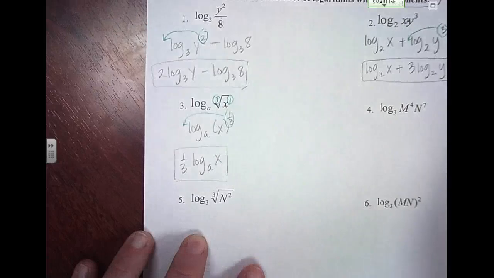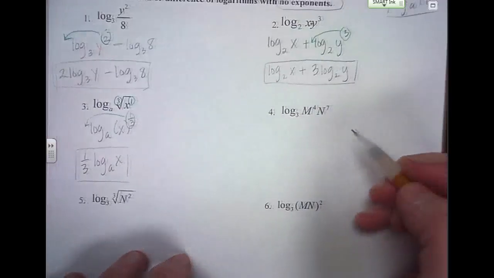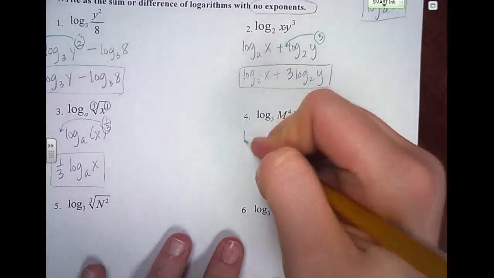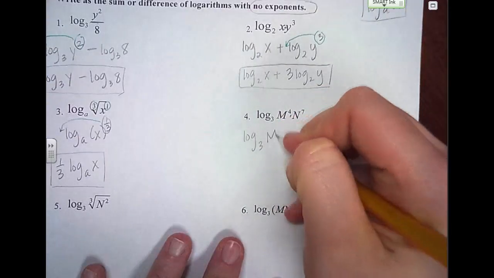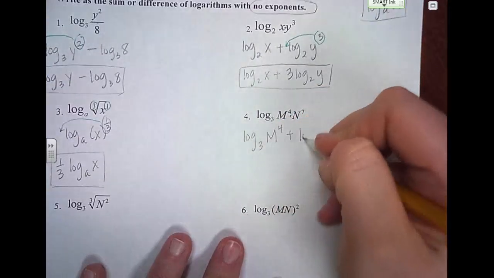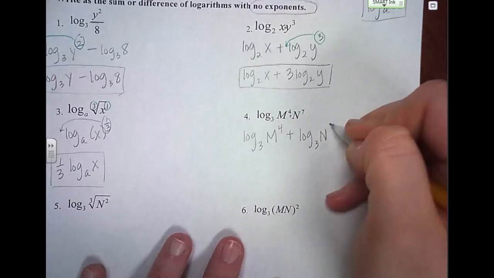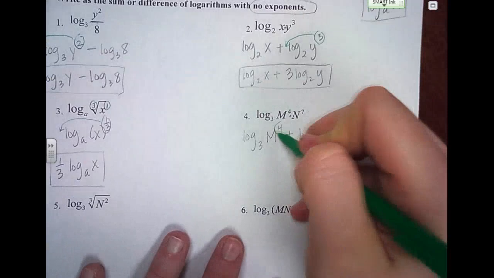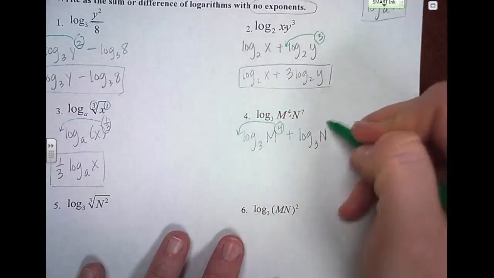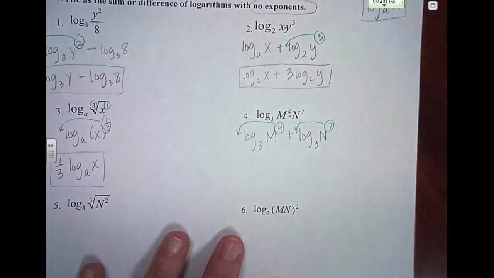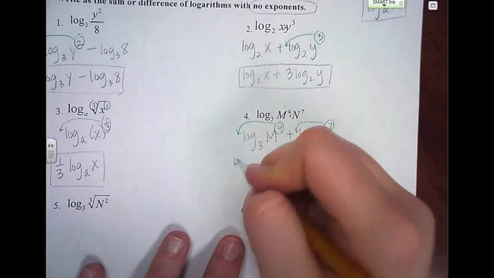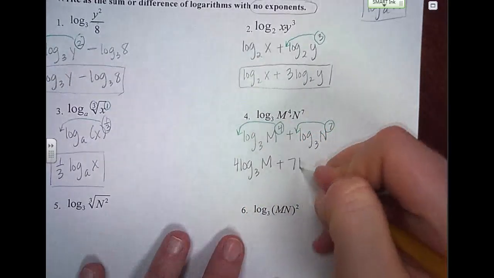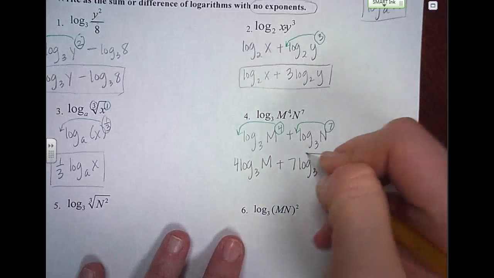Number 4. So you look at what you have, multiplication. So let's first spread that out. So log base 3 m to the 4th plus log base 3 n to the 7th. Now I want to bring those powers forward. So I'm going to bring the 4 to the front here and the 7 to the front here. So 4 log base 3 m plus 7 log base 3 n.